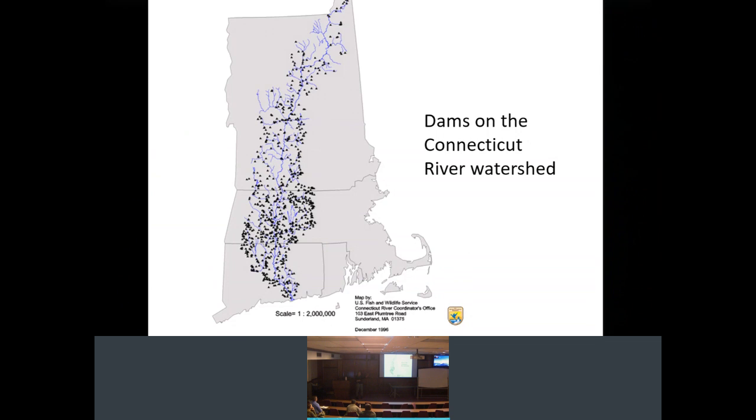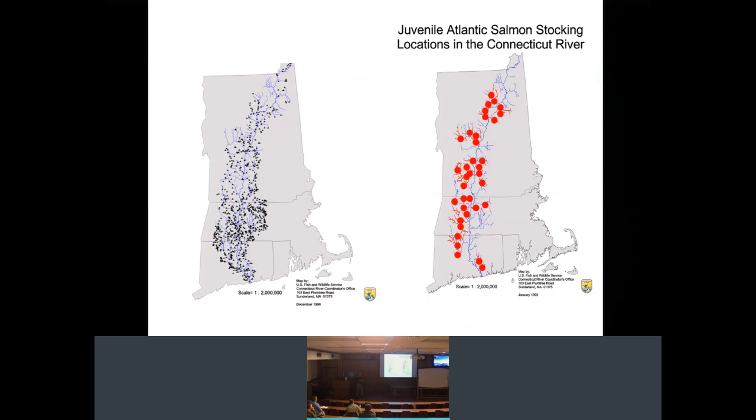And so to deal with this problem, for many years, the agencies did this. They stocked juveniles above the dams. So they would collect the few adults that returned from the ocean each year, take them to hatcheries and spawn them, and then grow them up to be juveniles, and then stock the juveniles into these tributaries. And so they created this big genetic mix of juveniles.